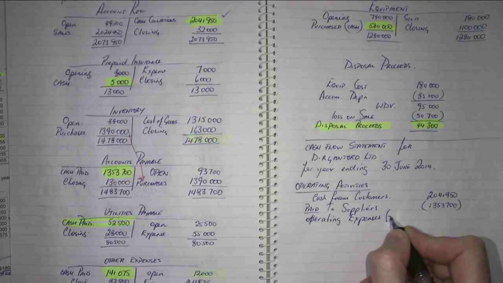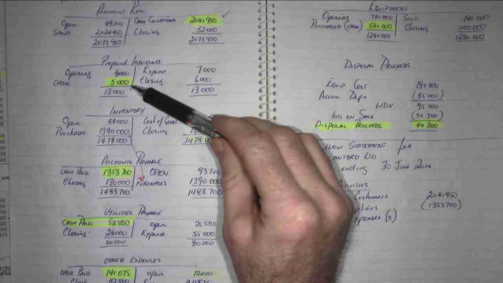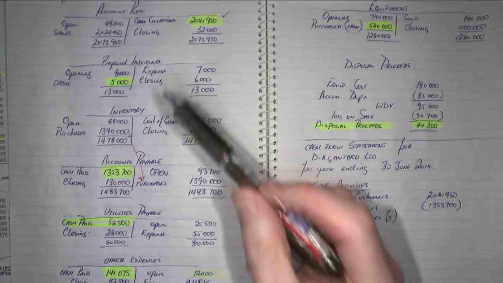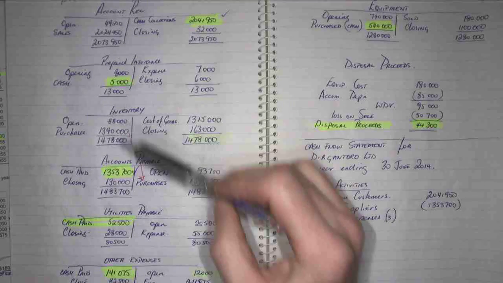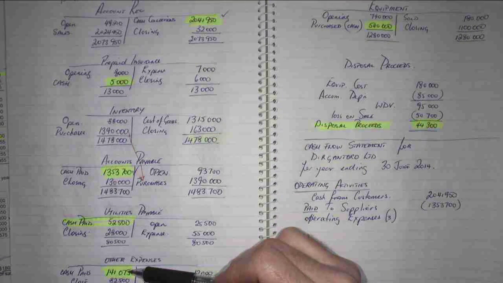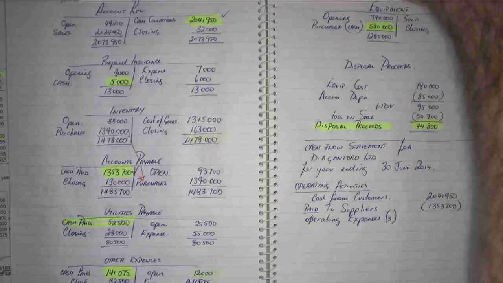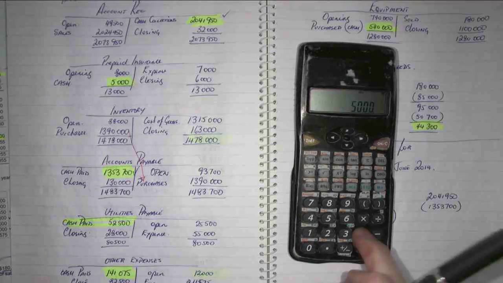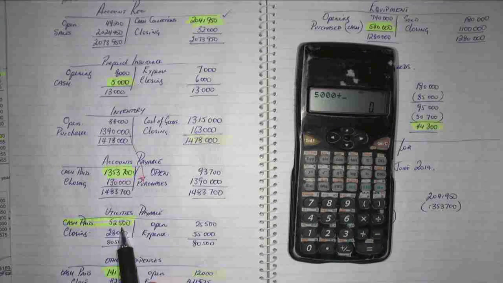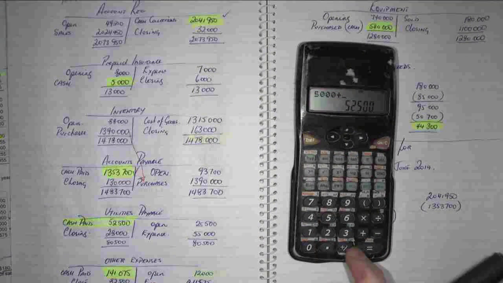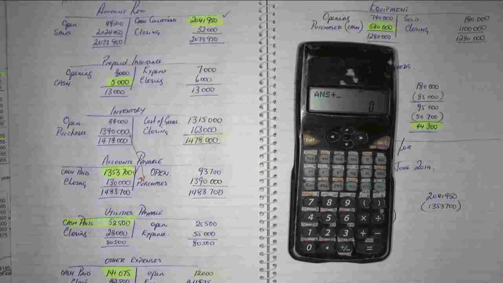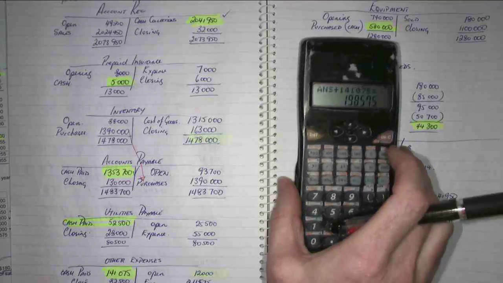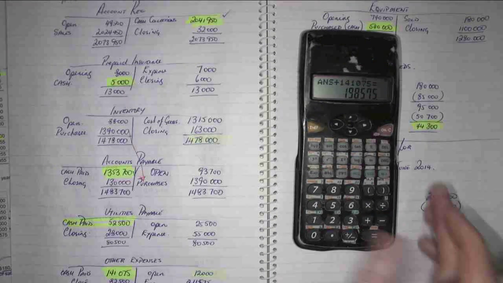Now I'm just going to put a little 3 here because it's made up of 3 numbers. It's my prepaid insurance, it's my accounts payable, hang on, I've done accounts payable, forgot to tick it. So it's my prepaid insurance, my utilities payable and my other expenses. So what I'm going to do is add those up. So I've got 5,000 plus 52,500 plus 141,075 comes down at 198,575.